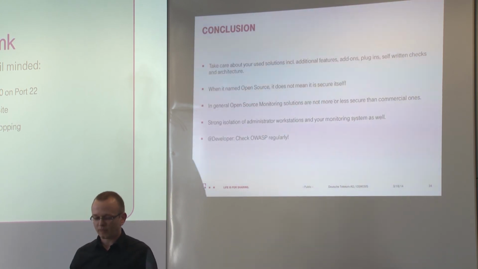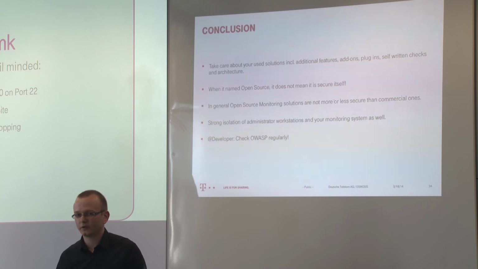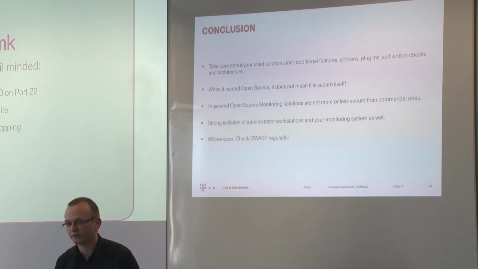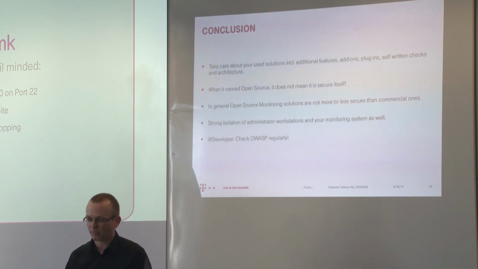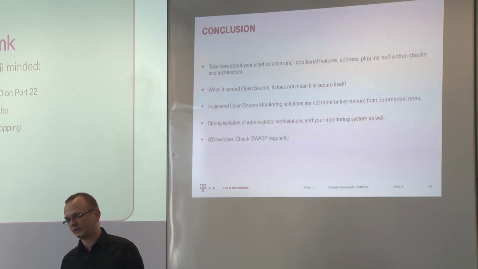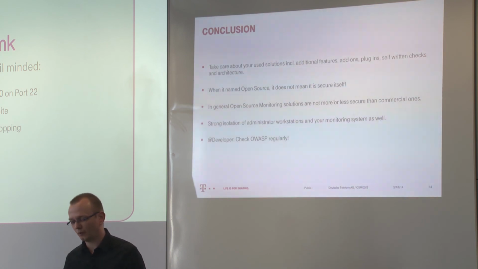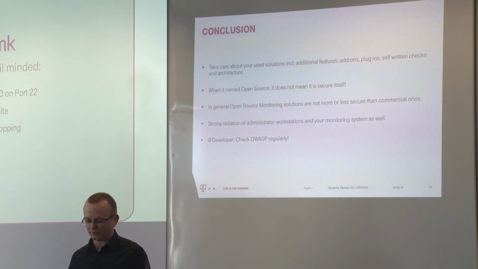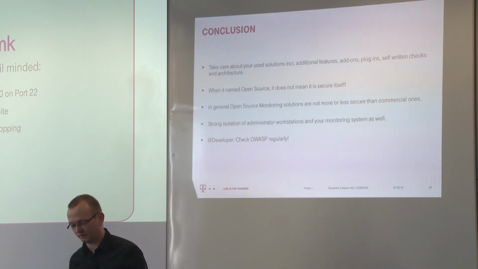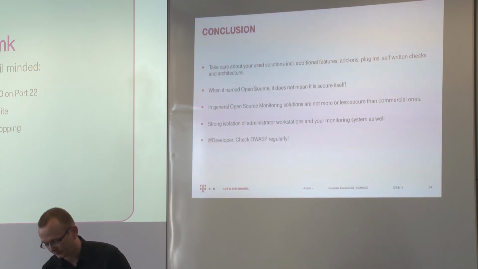Conclusion. Take care about what you use in your network. Take care about where you get the sources for the software, of course. When you use open source software, it doesn't mean it's secure in itself. In general, open source is more or less secure than commercial solutions. Isolate the administrators, take them off the internet, of course, and for the developers, check the OWASP stuff.